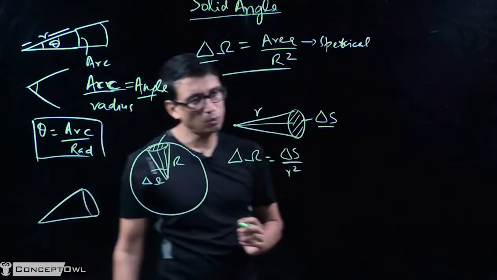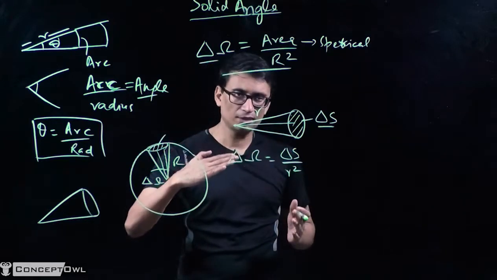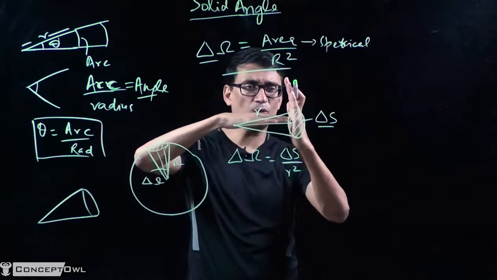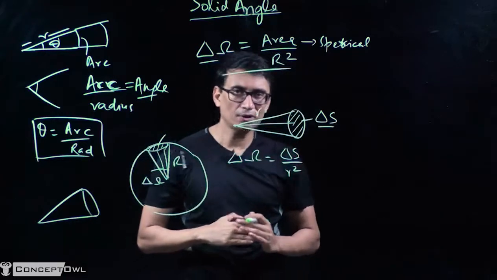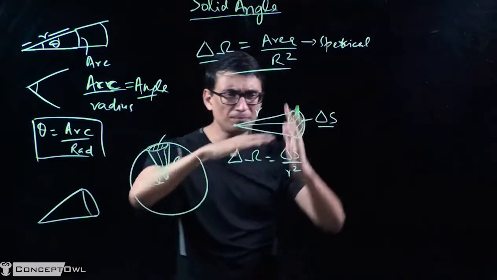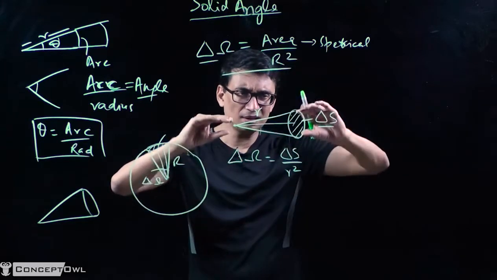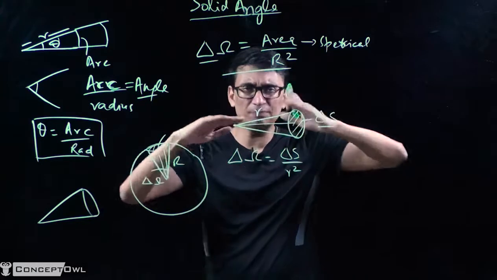Okay. Now one last thing. What if this area is not perpendicular? What if it is bent at a certain angle? As you can imagine, if you bend it at a certain angle, effectively the area projected here would become smaller. Think about it.